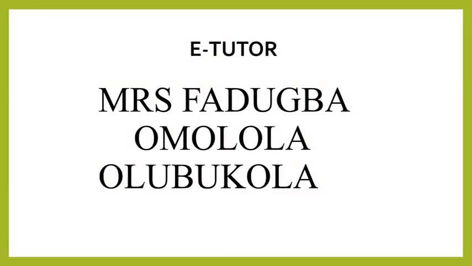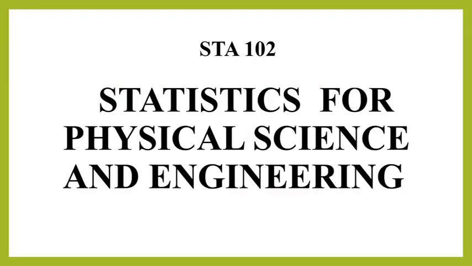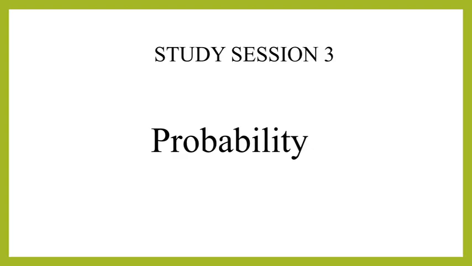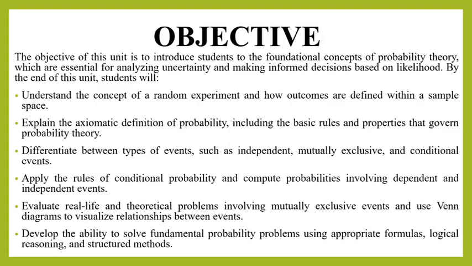Today's class is study section 3, which is probability. What are the objectives of today's class? The objectives of this unit are to introduce students to foundational concepts of probability theory, which are essential for analyzing uncertainty and making informed decisions based on likelihood.